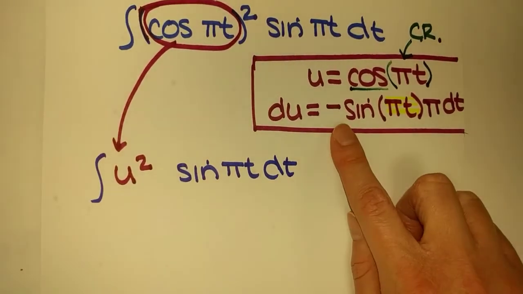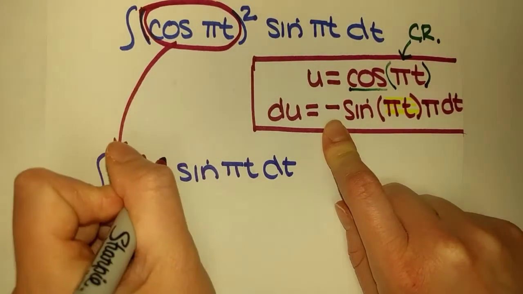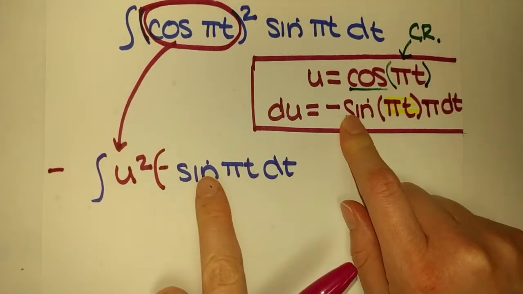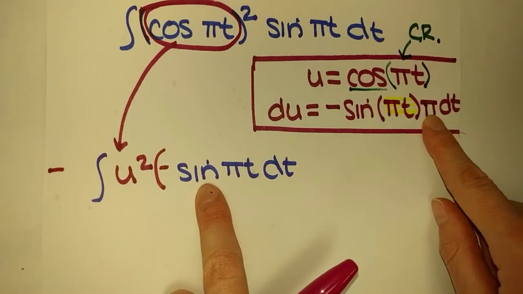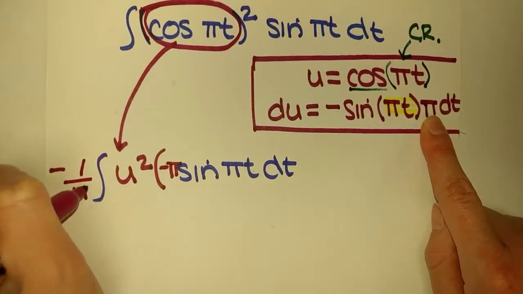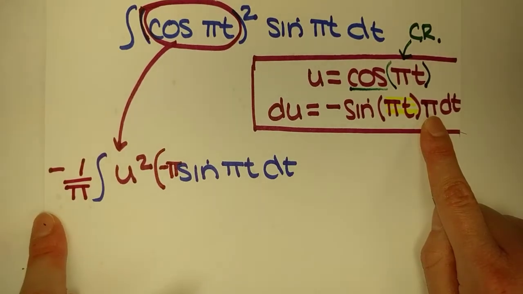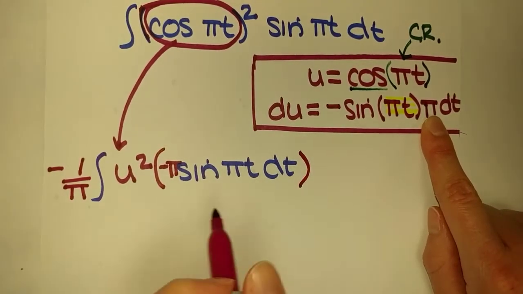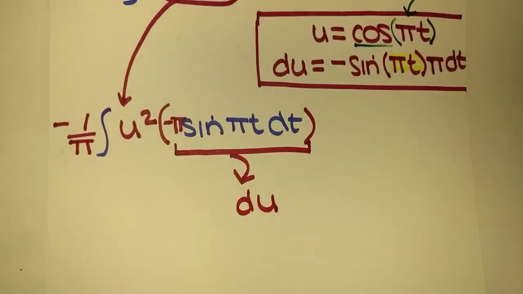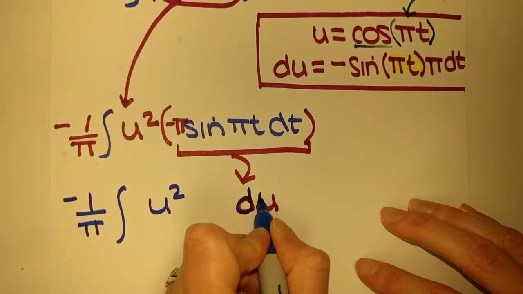Now, if you look at your du term, you see that to get du, you need to multiply in by a negative. So that means you'll multiply on the outside by a negative. You have the sine of pi t. You don't have a pi. So you also have to multiply in by a pi. And so that means that you'll have to divide by a pi. So we're actually multiplying in by negative pi and then dividing by negative pi. And then we have our dt. Okay? So at that point, all of this collapses down to our du. Okay? So our integral is looking like negative 1 over pi integral u squared du.